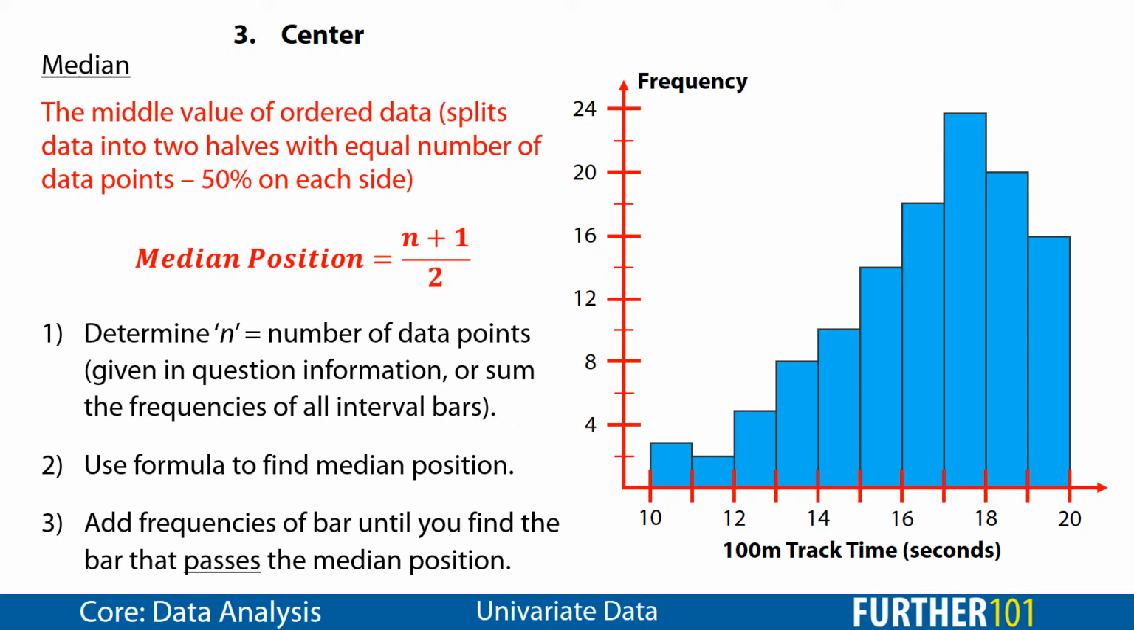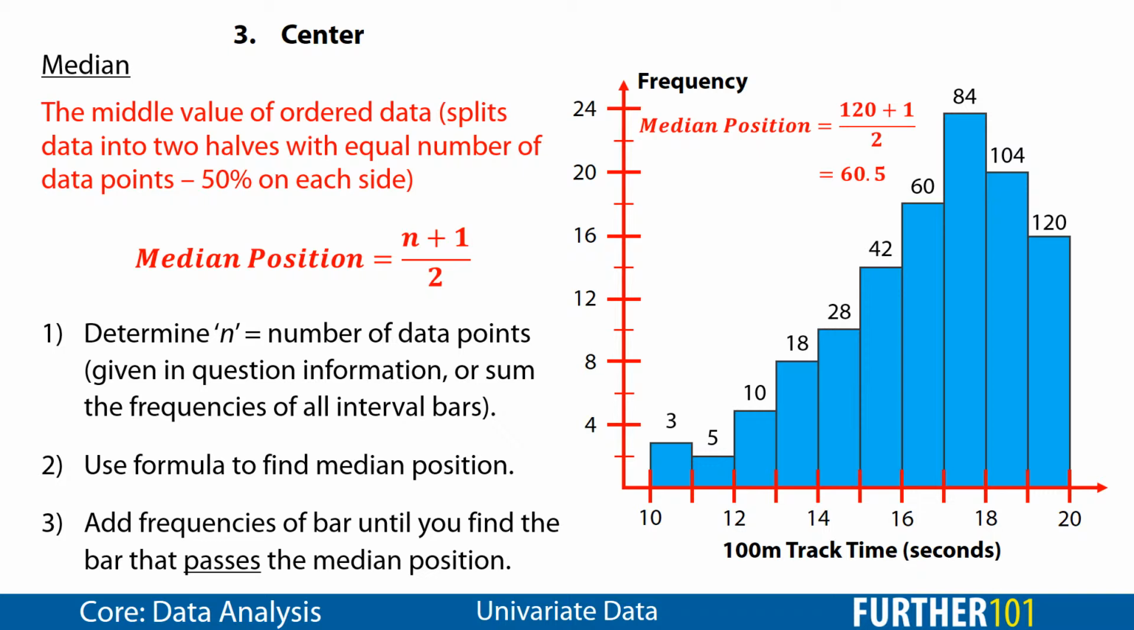Let's try it on this histogram. Now, the total number of data points for this histogram hasn't been provided to us, so we'll have to work it out ourselves. If we add up the frequency of each of the bars, we figure out that there is 120 data points within the histogram. Now all we have to do is chuck this in the median position formula, and we can see that the median is located at 60.5. Now that means the median is in between the 60th and the 61st number.